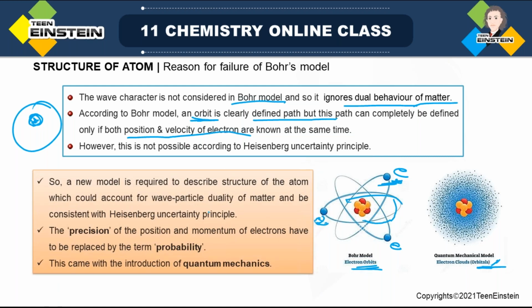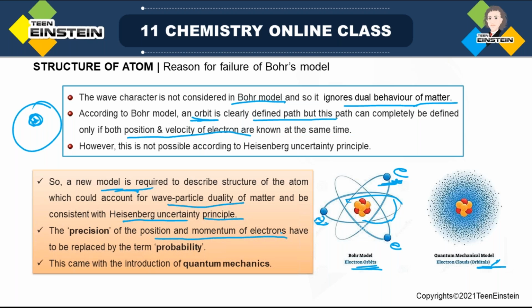As there is a failure in Bohr's model, we require a new model to describe the structure of the atom, which could account for wave particle duality, because this fact is completely ignored in Bohr's model. So we have to account for it. This new model should account for the wave particle duality of matter, and it should also be consistent with the Heisenberg uncertainty principle.